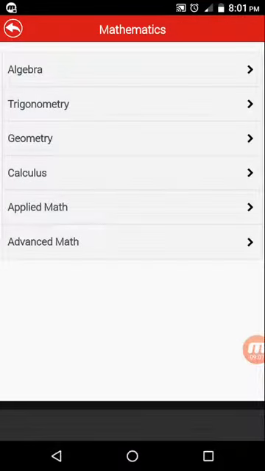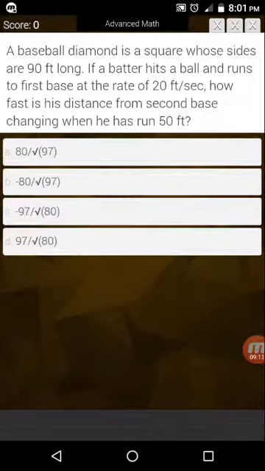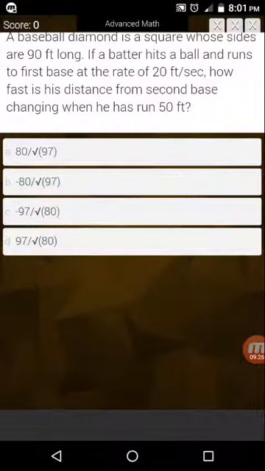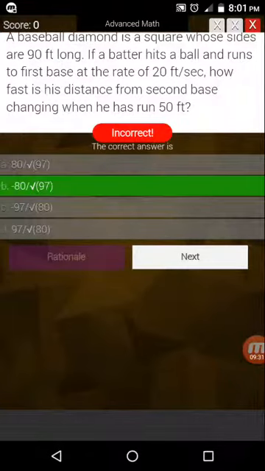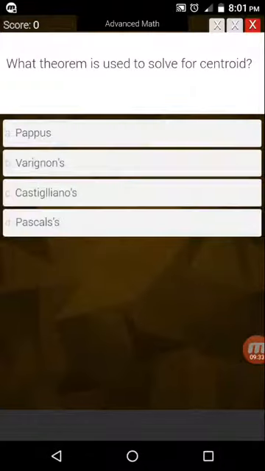So last is advanced math. A baseball diamond is a square whose sides are 90 feet long. If a batter hits a ball and runs to first base at the rate of 20 feet per second, how fast is his distance from second base changing when he has run 50 feet? So the correct answer is -80 all over square root of 97.